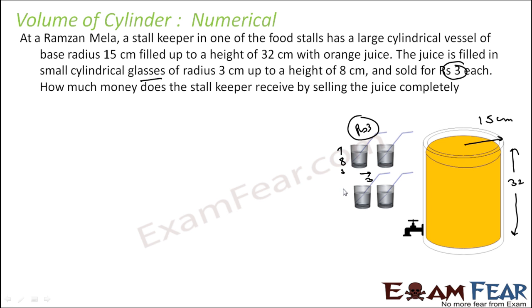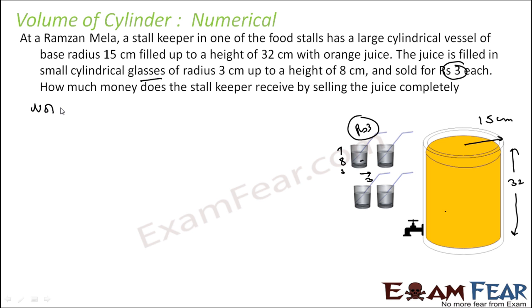So for that we have to find the number of glasses of juice he can prepare with this particular big tank of orange juice. For that you have to find the volume of this orange juice. Then you have to find the volume of this glass. Divide to get the number of glasses he will sell. And the number of glasses he will sell multiplied by 3 is the amount of money he will receive.